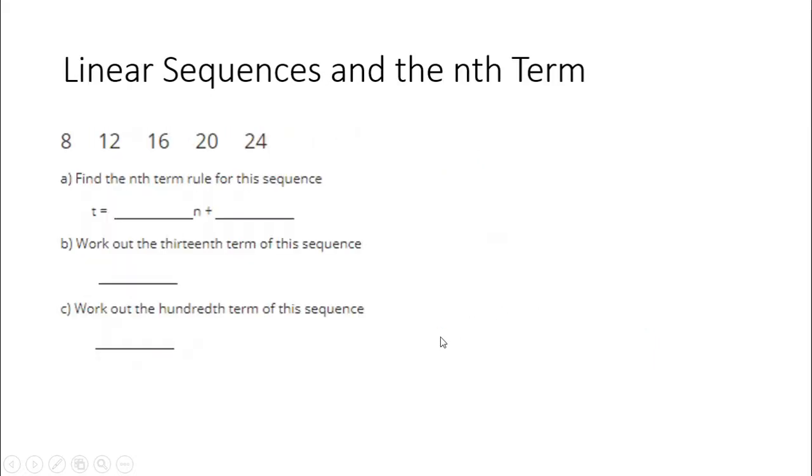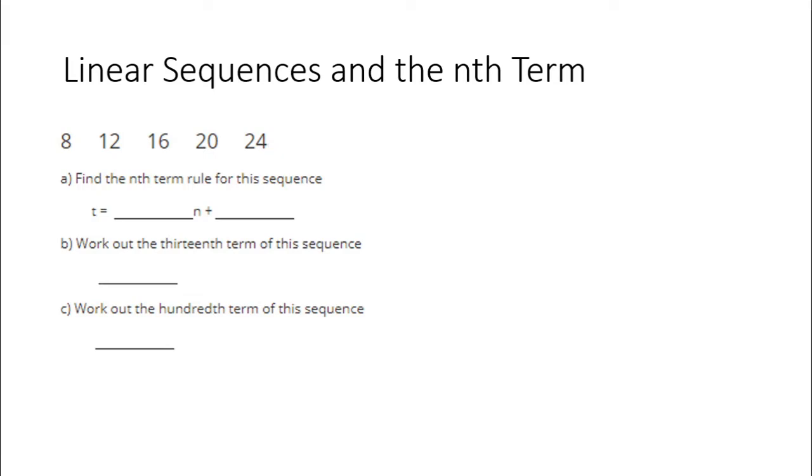There we go. Okay, linear sequences and the nth term. Here again we've got a linear sequence. It's a number pattern which has got a common difference. It's always going up by the same amount, this one. Do you see what it's going up by? 8, 12, 16, 20, 24. It's going up by 4s.